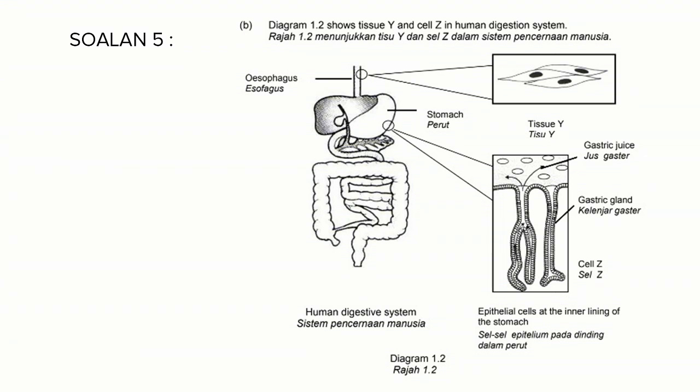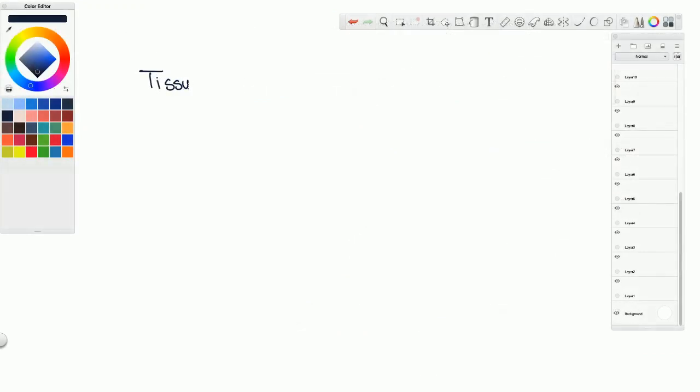Lepas tu cell Z. This is actually kelenjar gland gastric here. Sel yang boleh merembeskan jus, gastric juice. Daripada diagram ditunjukkan, tissue Y merupakan smooth muscle. Smooth muscle tissue. Kalau bagi BM ialah tisu otot licin.